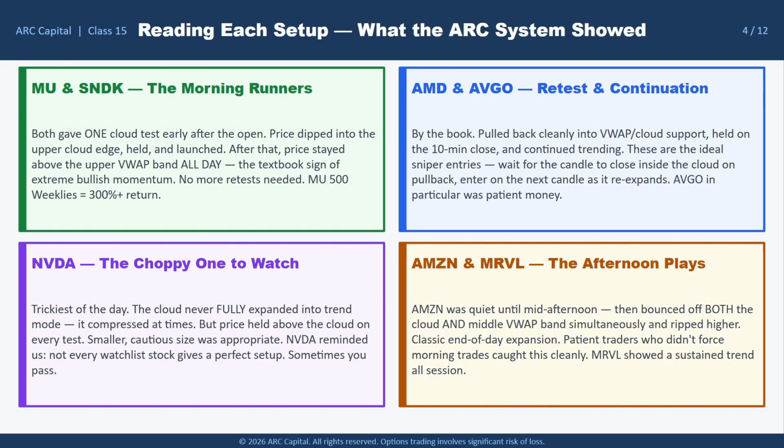Then for AMD and AVGO, retest and continuation. By the book, pulled back cleanly into the VWAP and cloud support, held the 10-minute cloud, continued trend. These are ideal sniper entries. Wait for the candle close inside the cloud on the pullback. Enter on the next candle as it re-expands. AVGO in particular was patient money.